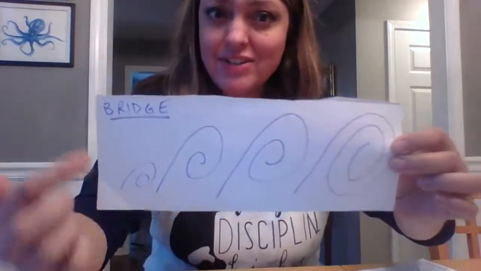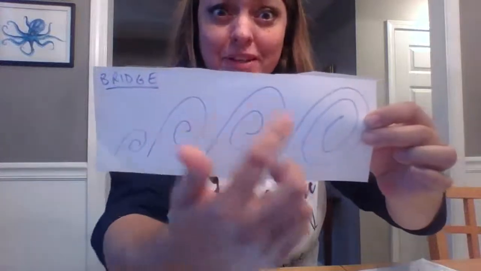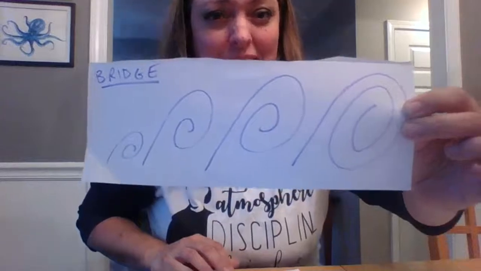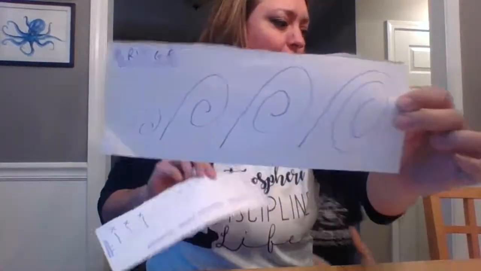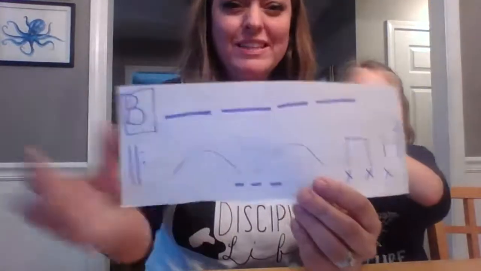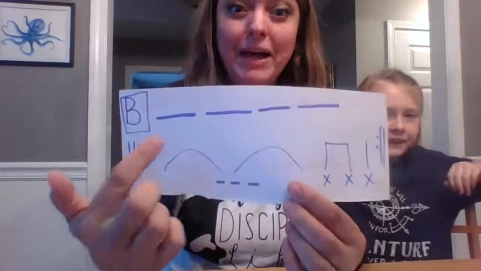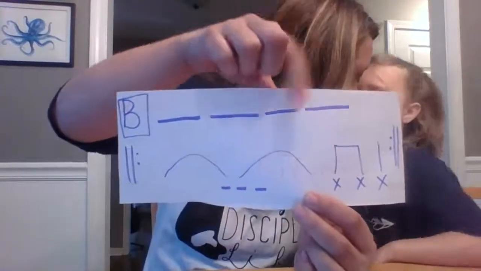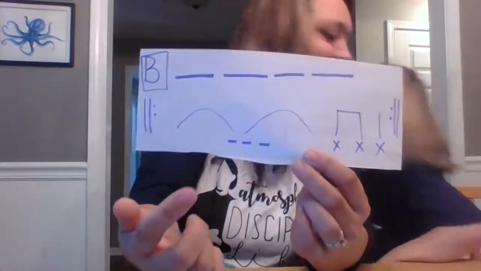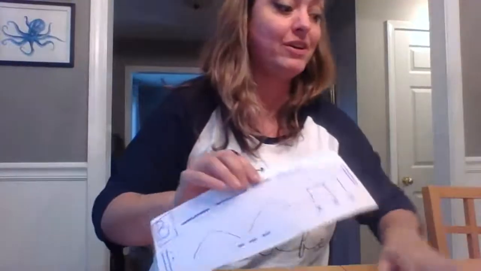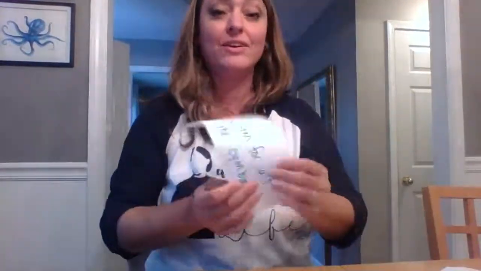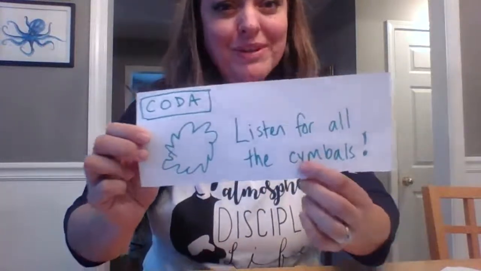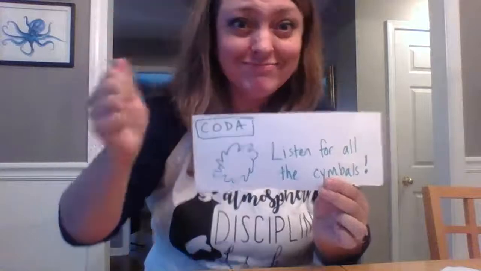This is not a section, but you can hear that it's building. This is the bridge, and it's going to take us to the end of the piece. We have one more section where we have this B melody coming back. And now we are at the coda. And listen for all of the cymbals. Listen to all this crashing.